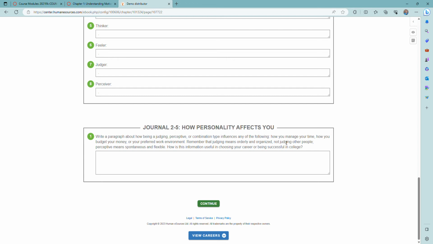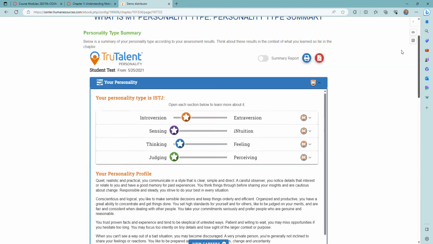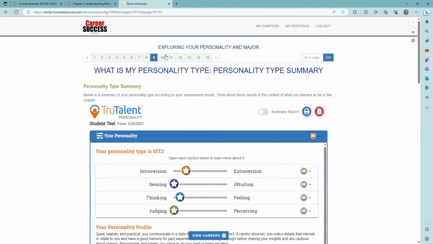How does it affect how you manage your time, how you budget your money, your preferred work environment? Remember that judging means orderly and organized, not judging other people. That's a common misconception. Perceptive means spontaneous and flexible. How is this information useful in choosing your career or being successful in college?